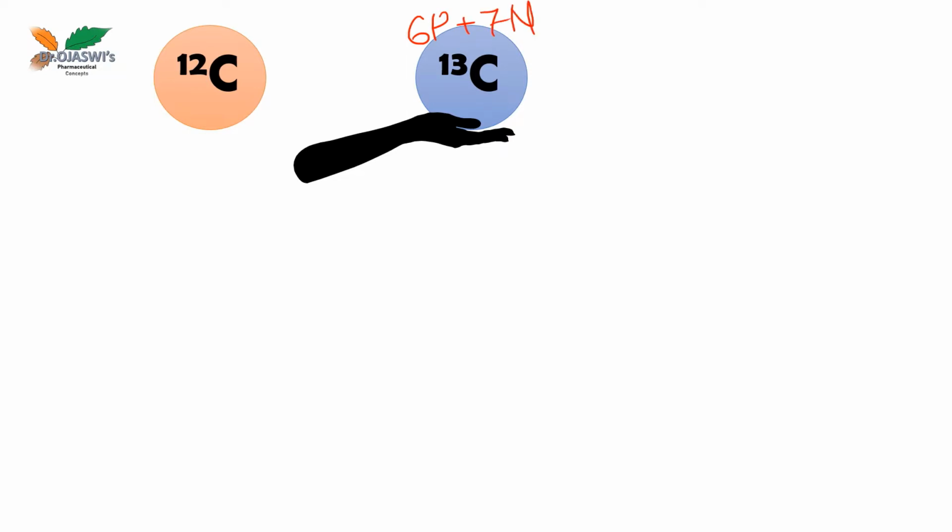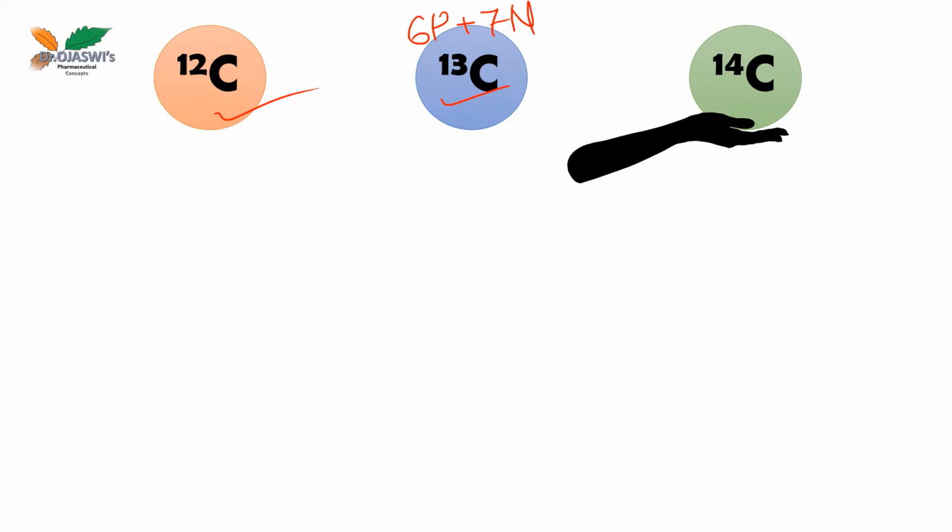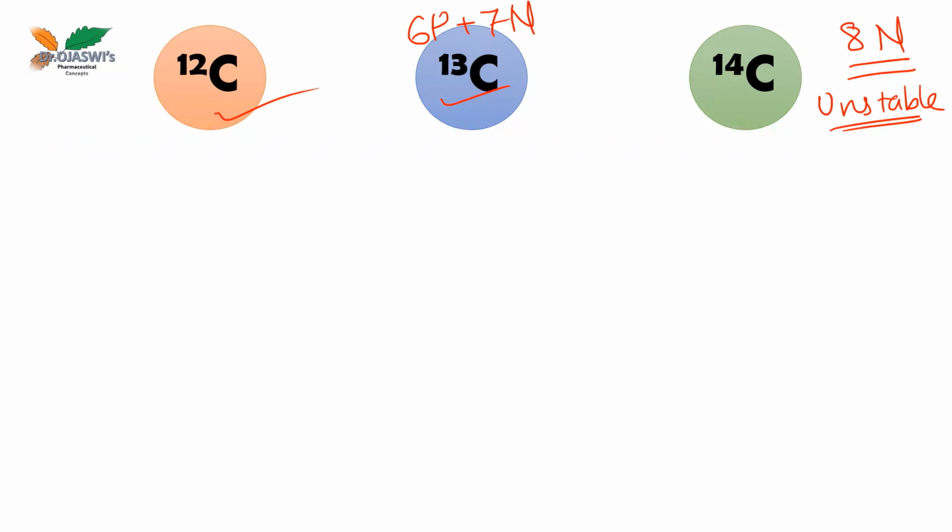So both 12C and 13C are called stable isotopes since they do not decay into any other forms or any other elements over the period of time. Then the third carbon form, that is 14C isotope, contains 8 neutrons. It has 8 neutrons in its nucleus. Therefore, as compared to 12C and 13C, this isotope is unstable, or we can say it is radioactive, because over the period of time 14C atom will decay into a stable product.